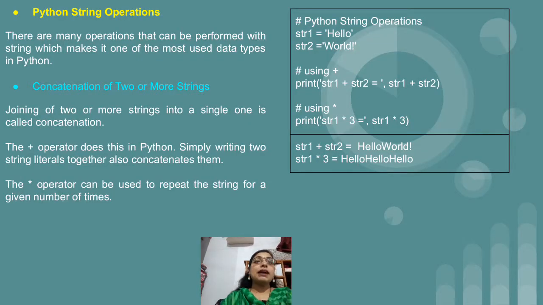After that, Python string operations. String operation basically means we can combine more than one string, or we can create a copy of the string. So that comes under string operations. The first operation I have shown is concatenation of two strings. Concatenation is nothing but combining or joining two strings, and with the help of the plus operator we can do this.